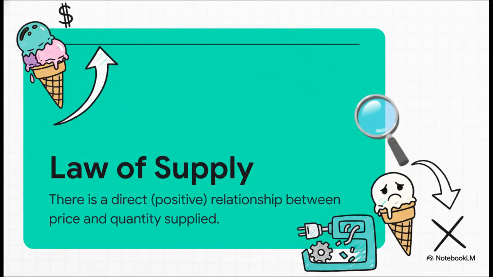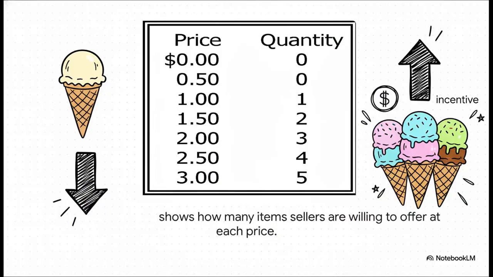And the law for sellers is basically the mirror image of the law for buyers. It's a direct relationship. Think about it. If you can sell your ice cream cones for a much higher price, you're going to be a lot more motivated to make and sell more of them, right? But if prices are low, not so much. Might not even be worth firing up the machines. And just like we did with demand, we can map this out.